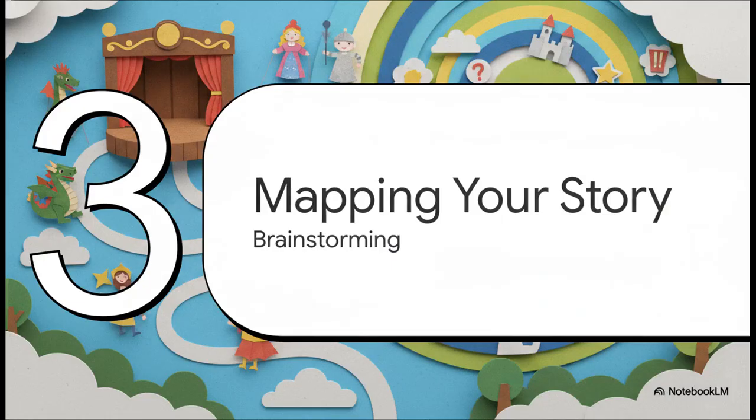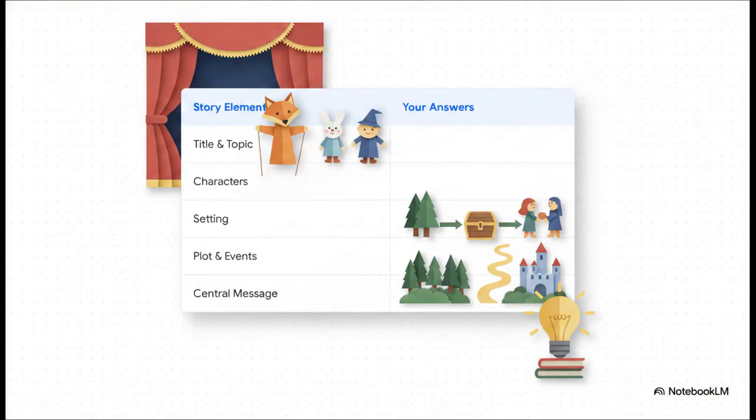Which brings us to Section 3, Mapping Your Story, where the brainstorming begins. Okay, you can't just jump on stage without a plan, right? Using this awesome framework, you can easily map out a short, simple story. Now, as a student, try to aim for just 2 or 3 characters so things don't get too crazy. Just work through this list step by step.